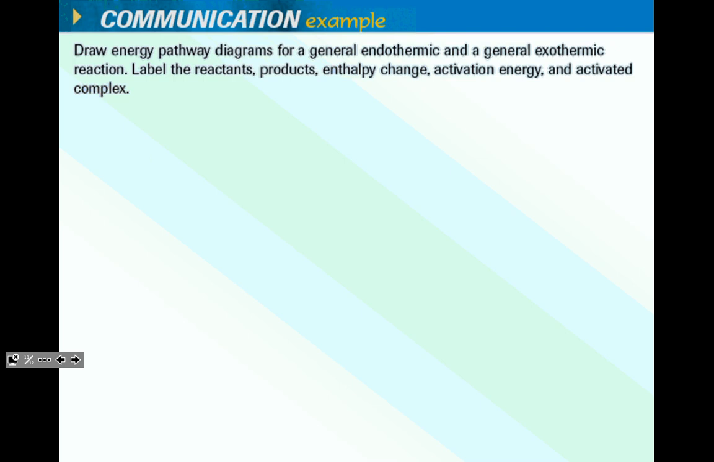So draw energy pathway diagrams for a general endothermic, so a step up, and a general exothermic, so a step down reaction. Label the reactants, the products, enthalpy change, the activation energy, and the activated complex. So if you guys want to pause now, get that done so you have an idea of what that looks like, and I will post the answer.